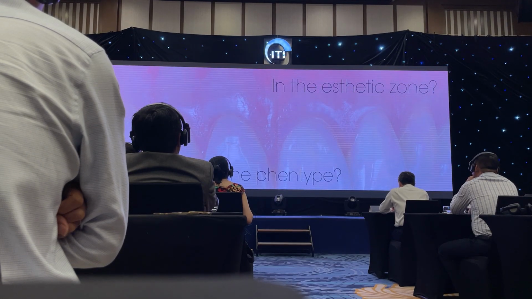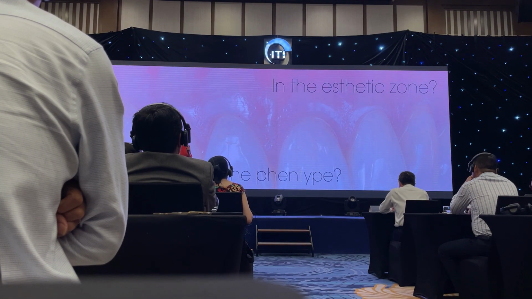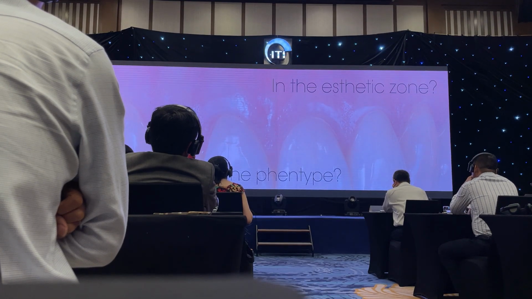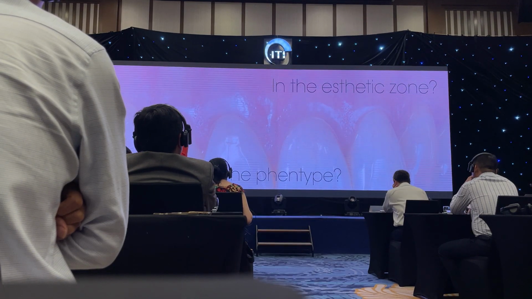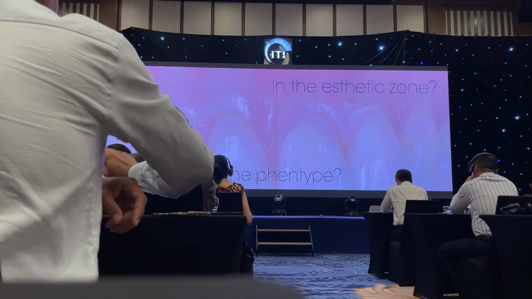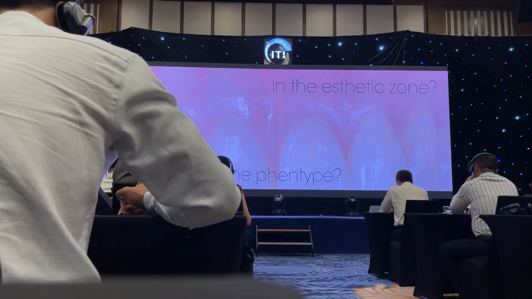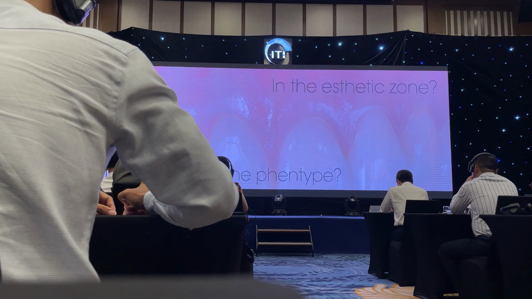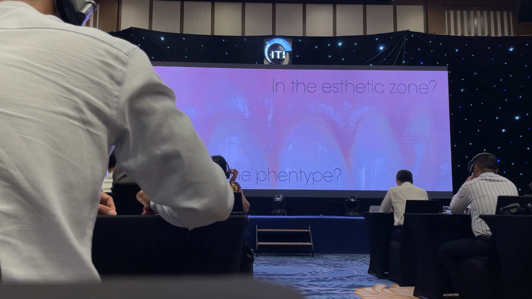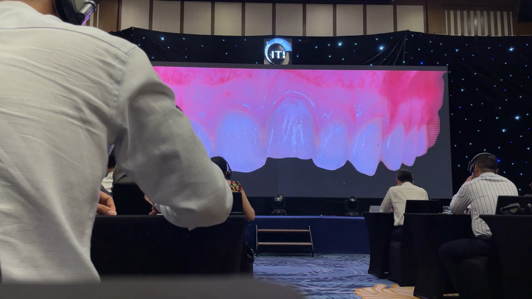And actually, in the aesthetic zone, the problem is not usually the absence of keratinized tissue. We usually have enough keratinized tissues in the upper maxilla. But sometimes we have tissues that are thinner, or we have retractions, recessions, and it comes here. What do we do in the aesthetic zone? How can we boost the soft tissue phenotype in the aesthetic zone?